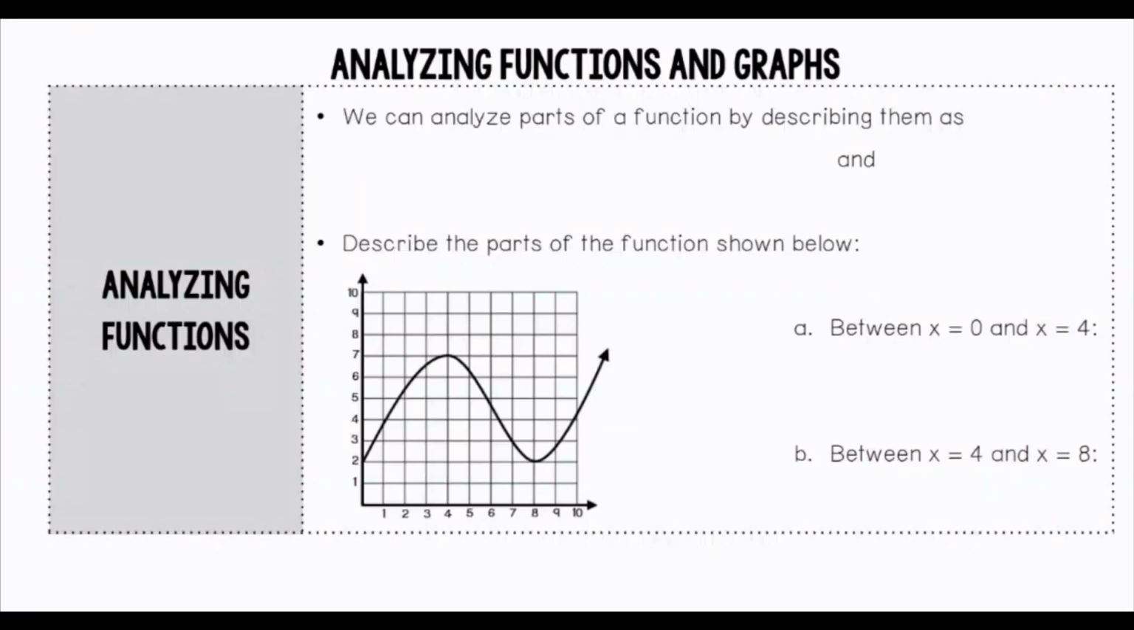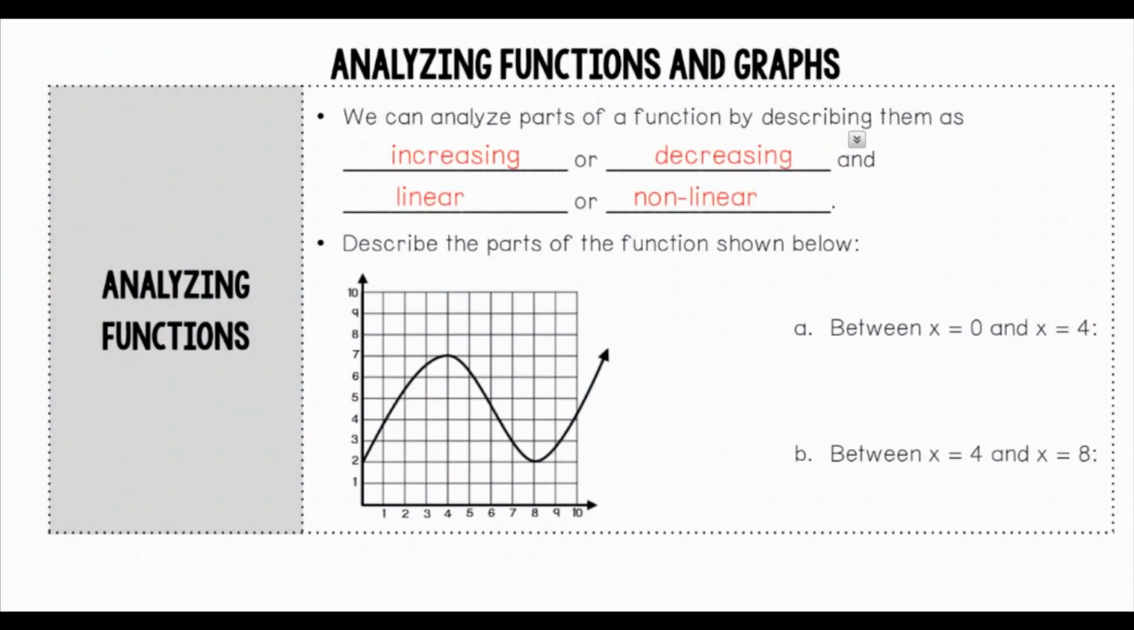First, looking at analyzing functions, we can analyze parts of a function by describing them as either increasing or decreasing, or linear or nonlinear. Now, if we look at the example below, we can describe the parts of the function between x is 0 and x is 4, and x is 4 and x is 8. Now, if I want to talk about x's between 0 and 4, that would be any x value between 0 and 4. So when I relate it to my graph, it's this part here.